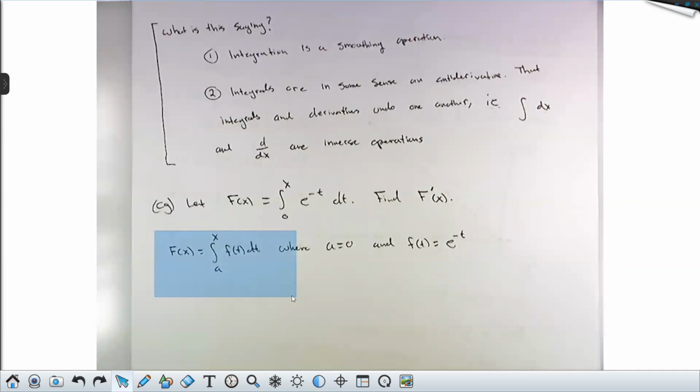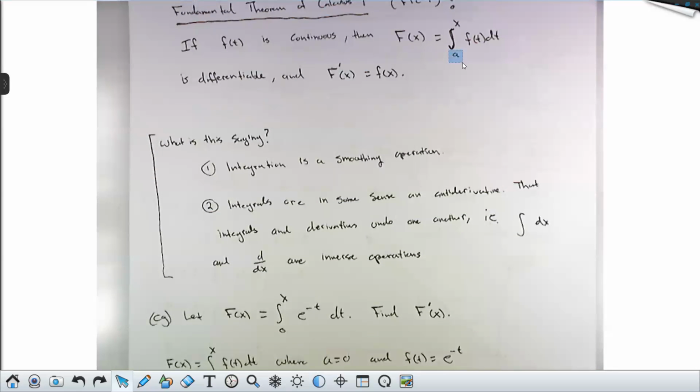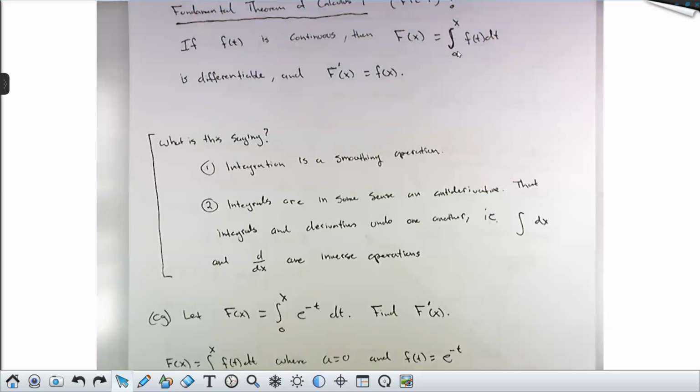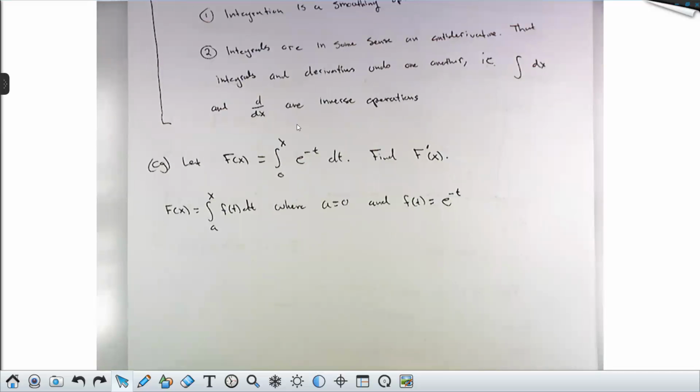Right? This is the thing that we have in FTC1, and this thing that we have in this problem fits that mold. It's just that the little function inside, f of t, is e to the negative t. And the number down here at the bottom, a, is 0. Now you notice that this thing doesn't really care about a. Nowhere else in the theorem is that number referenced. It actually turns out to not be important. But this is a big deal, recognizing that the inside function is e to the negative t.